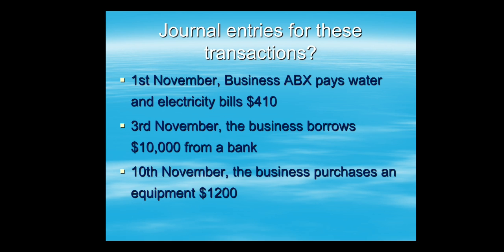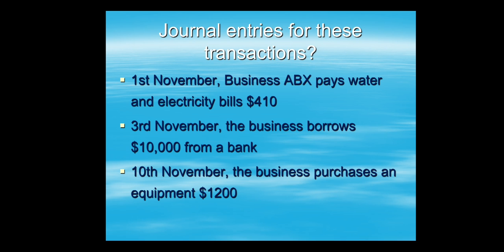When the business pay, the effect on asset is asset cash decrease 410, and then there is no effect on liability, but the equity will decrease. The equity will decrease. The related account is expenses. When a business make an expense, the equity will decrease. Okay, so asset decrease, equity decrease.